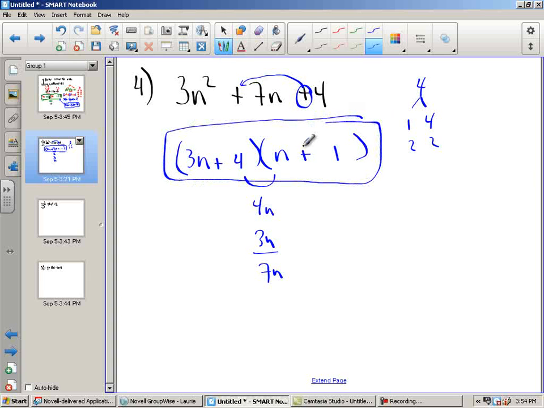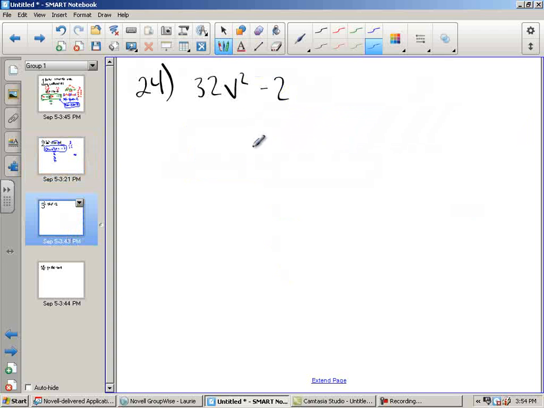Guessing and checking is not a bad idea as long as this number doesn't have a lot of options. If this number factors, if it's a number like, let's say, 48, 48 has so many factors that it would take me forever to go through them all. And that makes the other method maybe a little bit more structured.